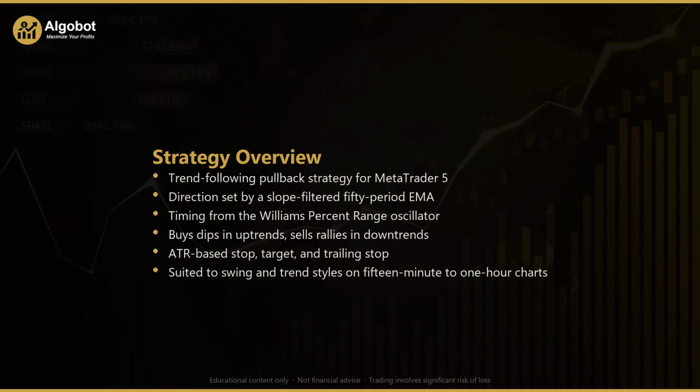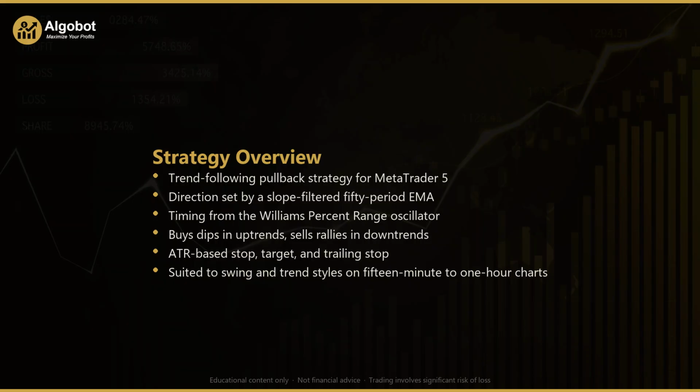So what exactly does this expert advisor do? At its heart, Percent Range Trend Pullback is a trend-following system. Rather than trying to predict tops and bottoms, it waits for the market to establish a clear direction, and then it aims to join that move during a temporary pause. The strategy is built around two ideas working together: a trend filter and a timing tool.